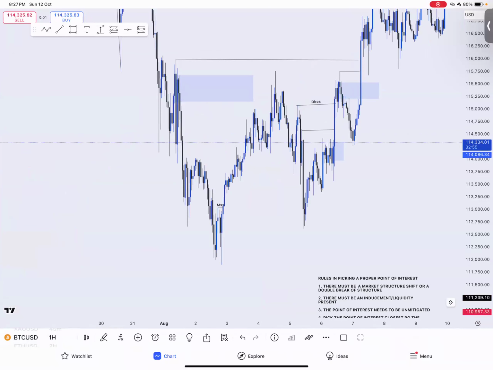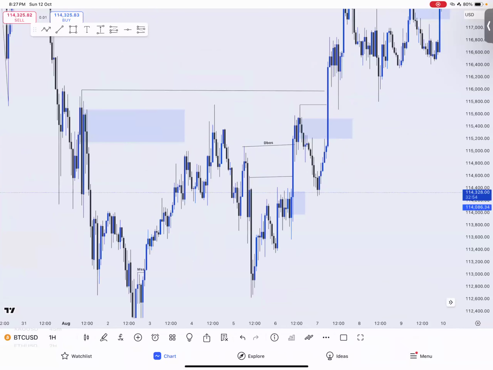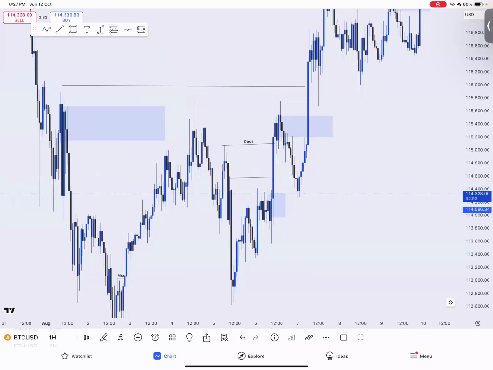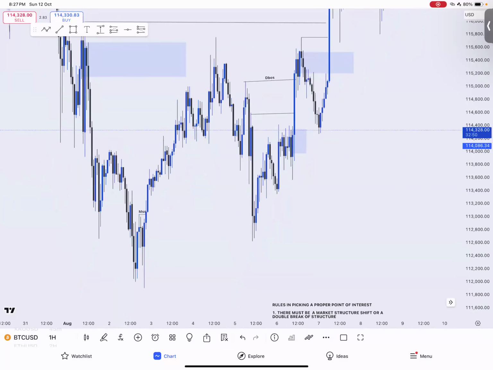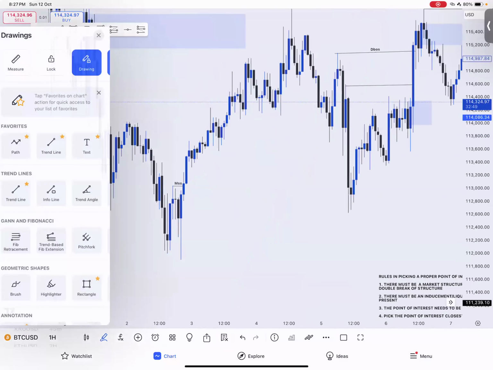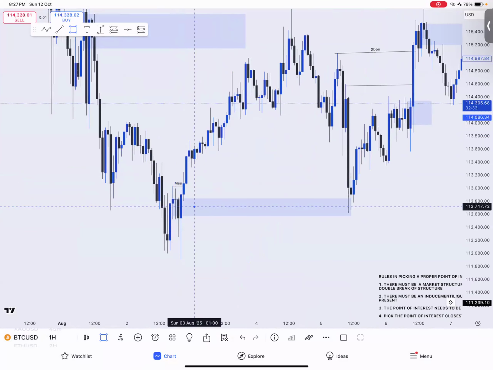So technically it's just one point of interest. This one is even very easy because it does not give you a lot to pick from. It's just one simple POI that is here because the breaker block, the body of this high that was taken out, and the order block are on the same line, so it's merged as one POI. So in this scenario, we only have one point of interest here.